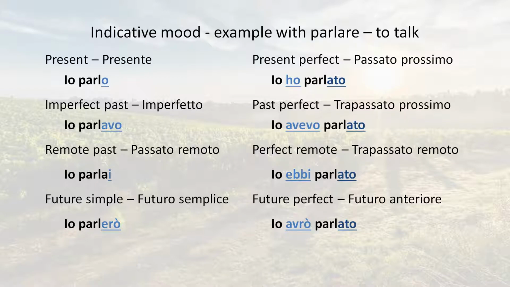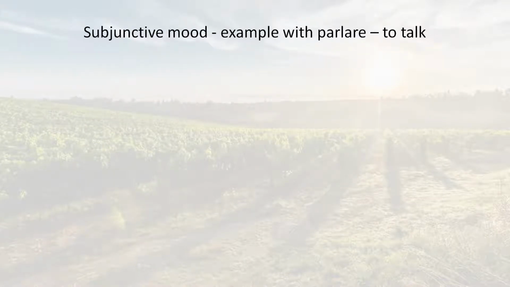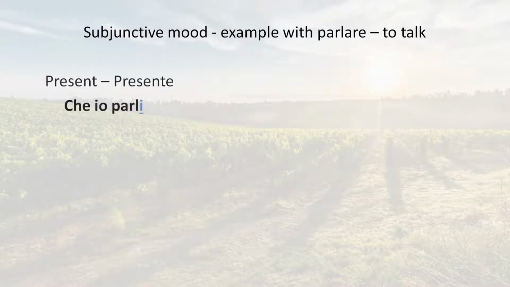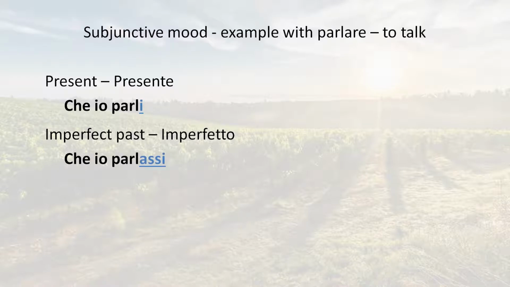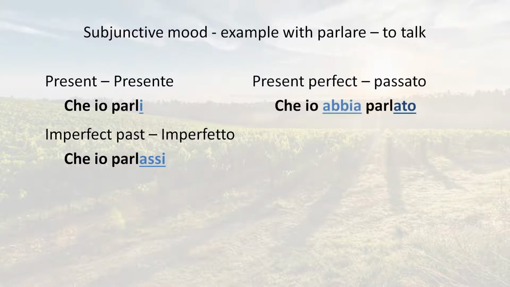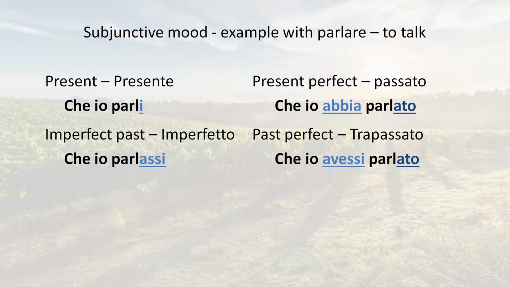Io avrò parlato. Now the subjunctive mood. I'll explain this later. Present. Che io parli. Imperfect. Che io parlassi. Present perfect. Che io abbia parlato. Past perfect. Che io avessi parlato.